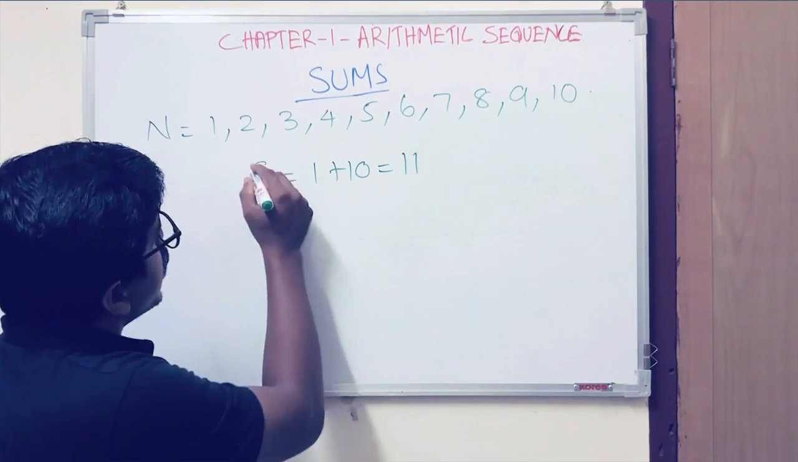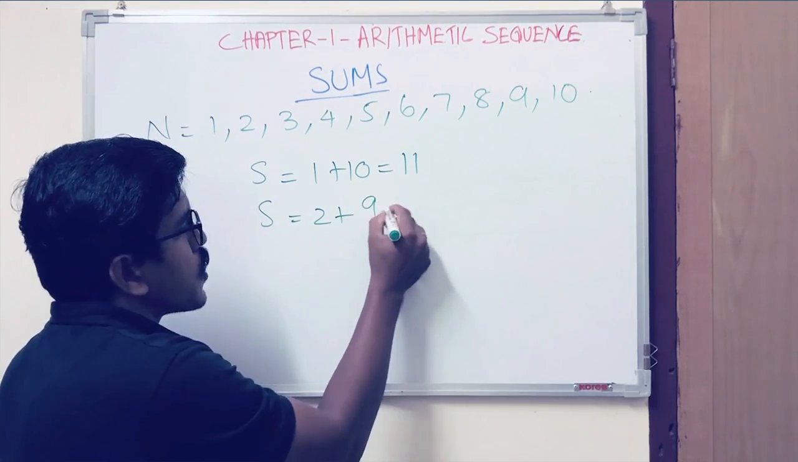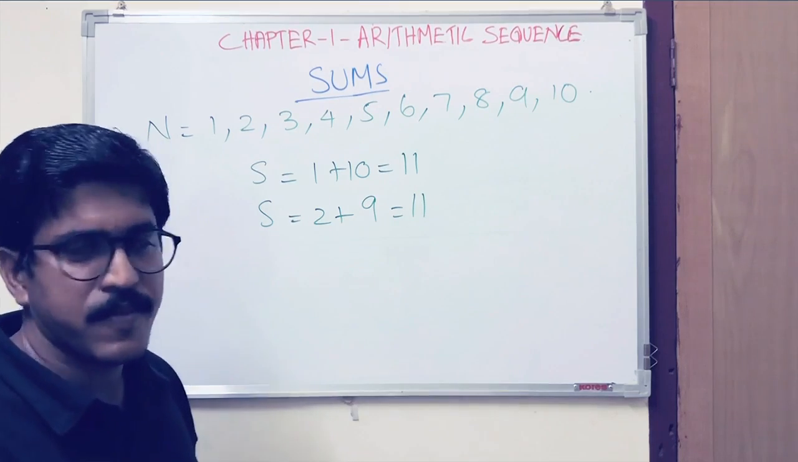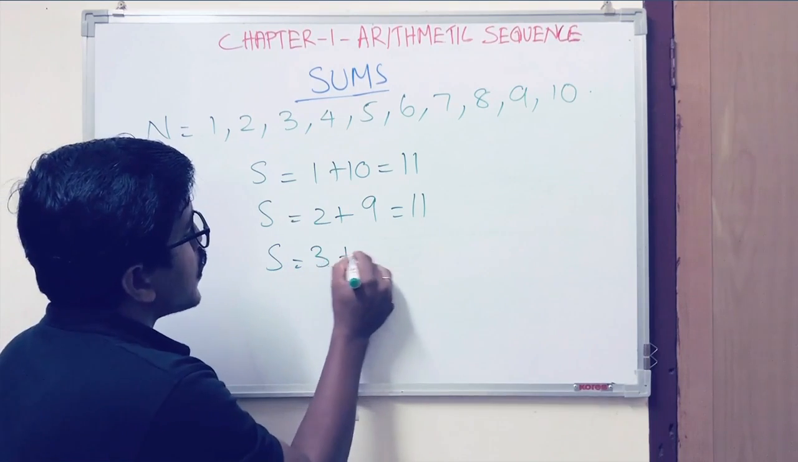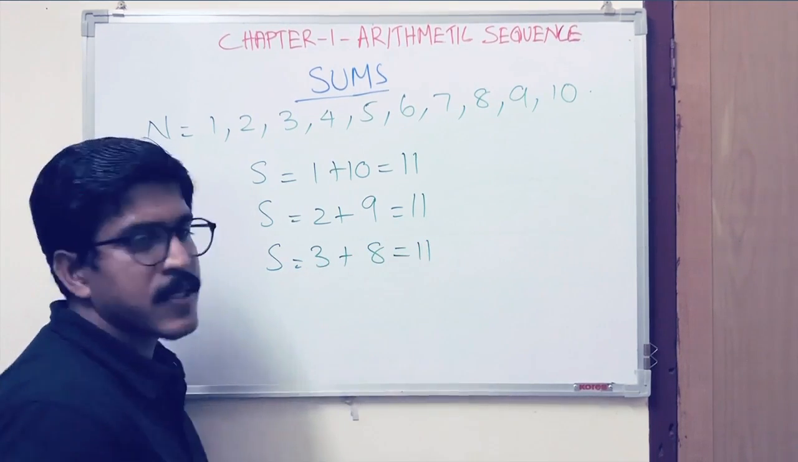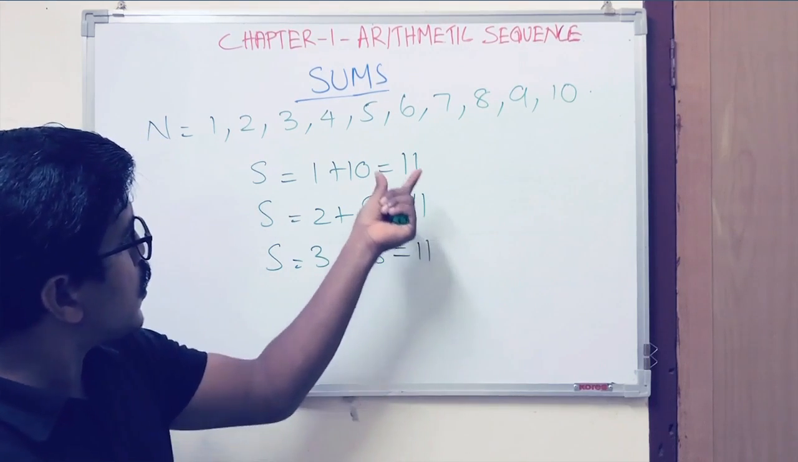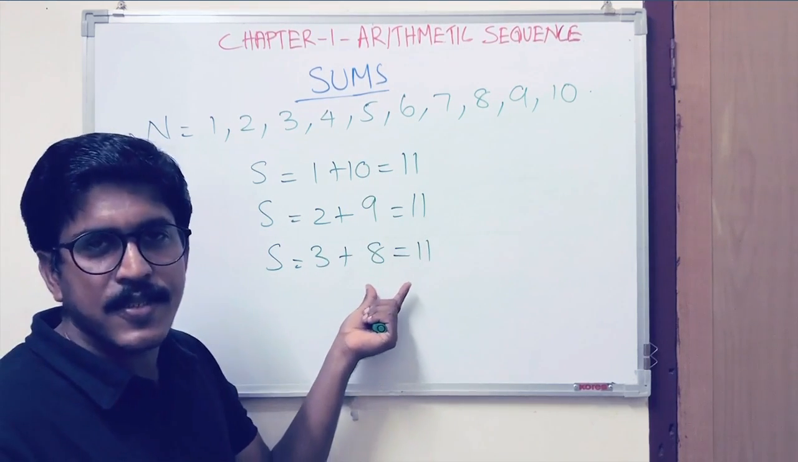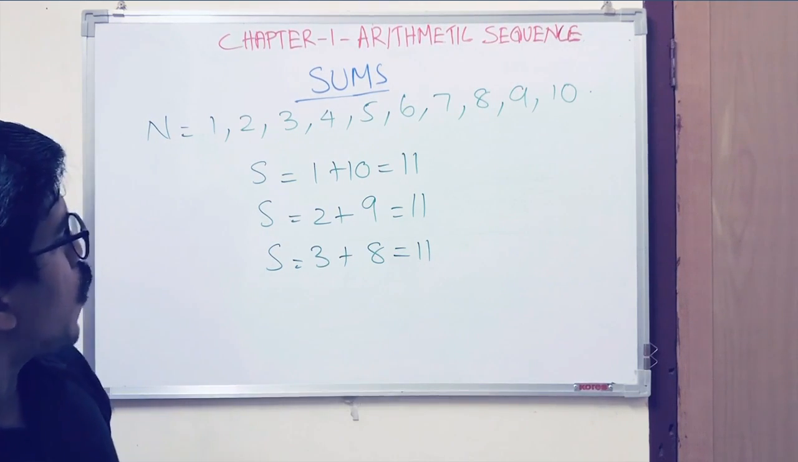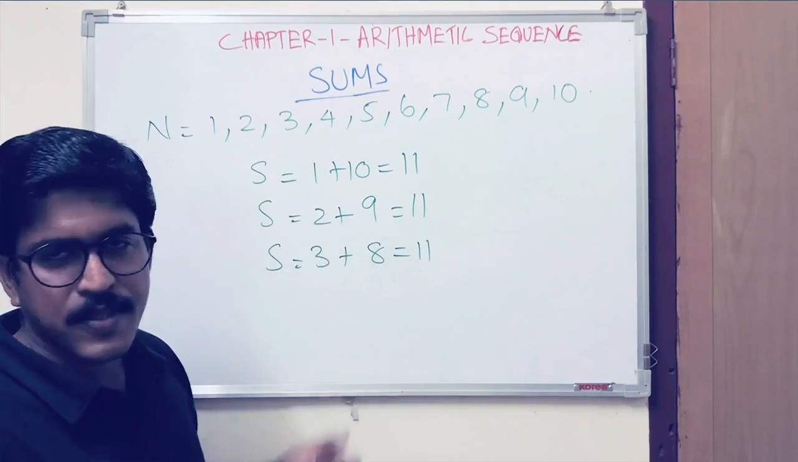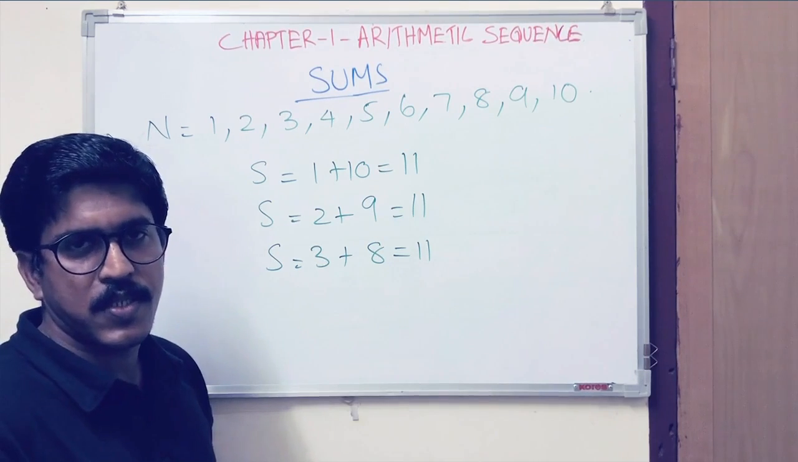Now again, taking the second term and the ninth term, 2 plus 9 is equal to 11. And if I take the third term and the eighth term, the answer is 11 again. So you can see that if I proceed like this, the answer is always 11. So we don't want to add like this. We can check how many 11s will be coming here.